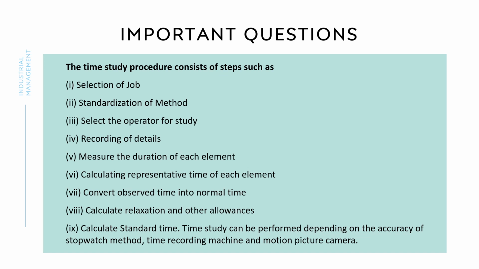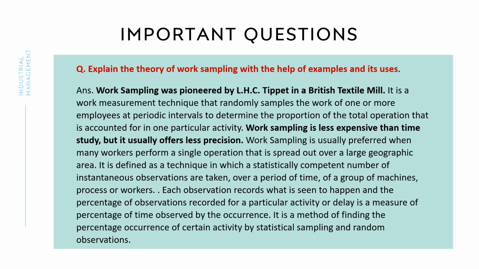motion picture camera. Question: Explain the theory of work sampling with the help of examples and its uses. Answer: Work sampling was pioneered by L.H.C. Tippett in a British textile mill. It is a work measurement technique that randomly samples the work of one or more employees at periodic intervals to determine the proportion of the total operation that is accounted for in one particular activity.